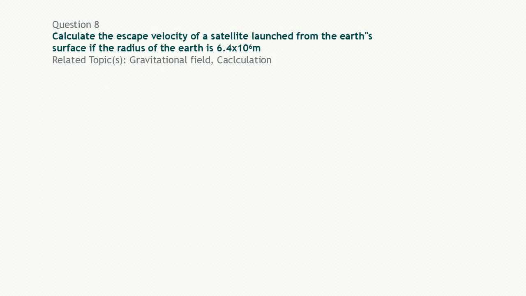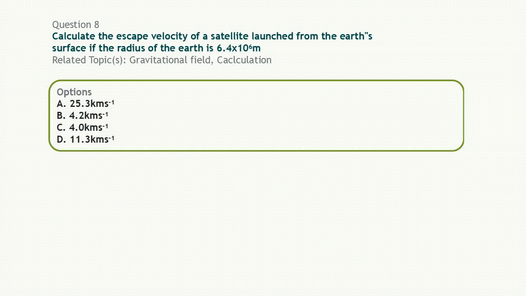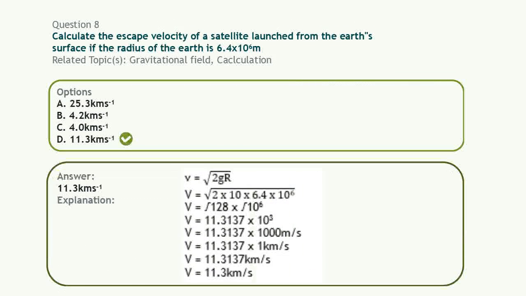Next question on gravitational field. Calculate the escape velocity of a satellite launched from the Earth's surface if the radius of the Earth is 6.4 times 10 to the power 6 meters. Alright, the formula for the escape velocity is given as v is equal to root 2gr, the square root of 2gr. That is 2 times g, which is 10.